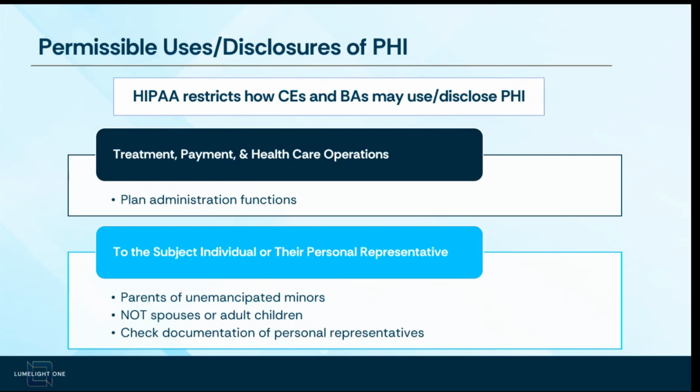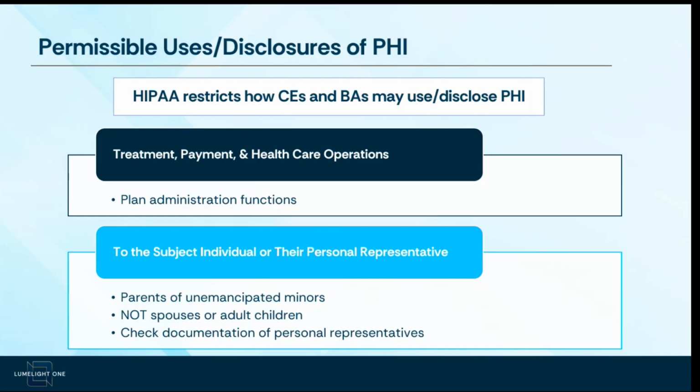The second category of permissible use and disclosures of PHI is to the subject individual themselves or to their personal representative. An individual is always permitted to access or use their own PHI. A covered entity is also required to treat an individual's personal representative as if they are the subject individual. A personal representative is an individual who, under applicable law, is permitted to act on behalf of another individual in making decisions related to healthcare.